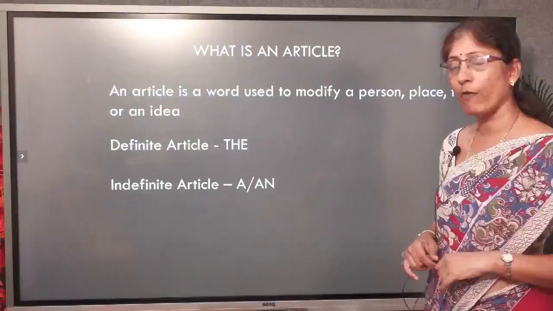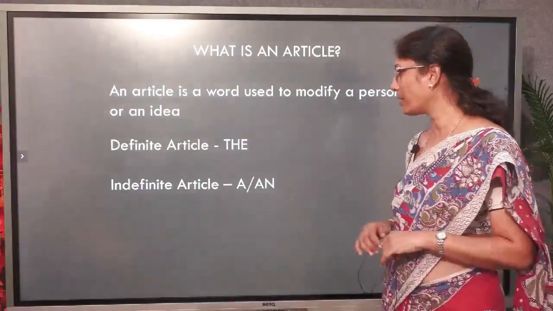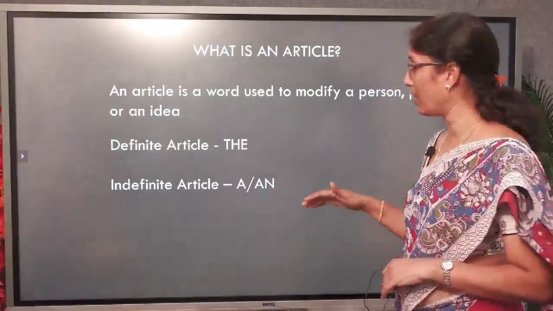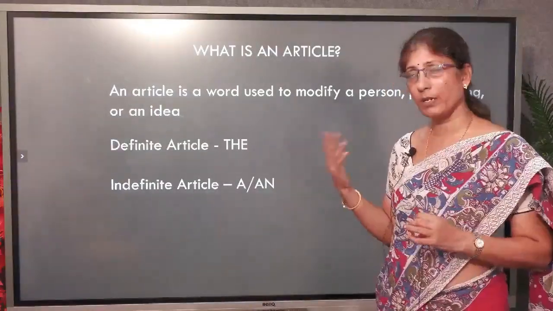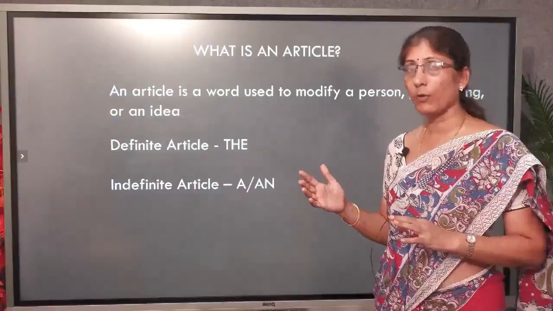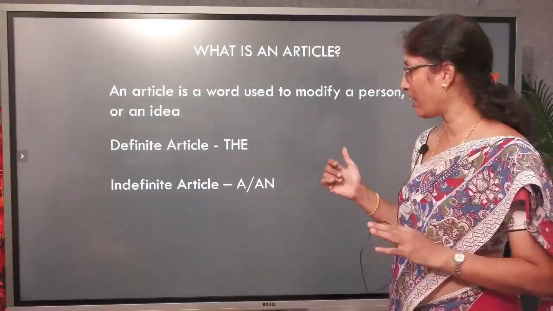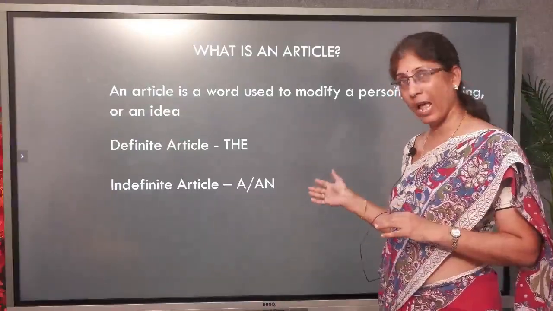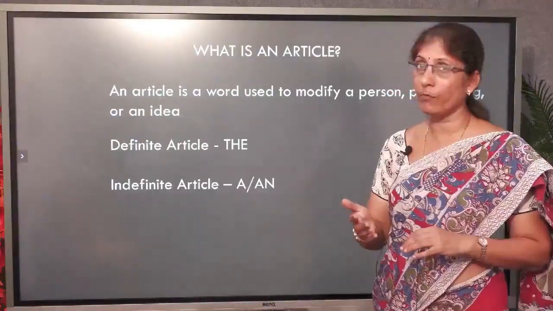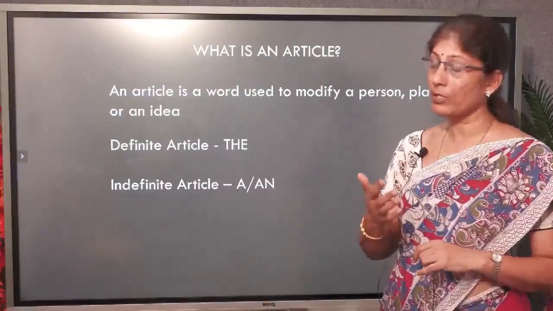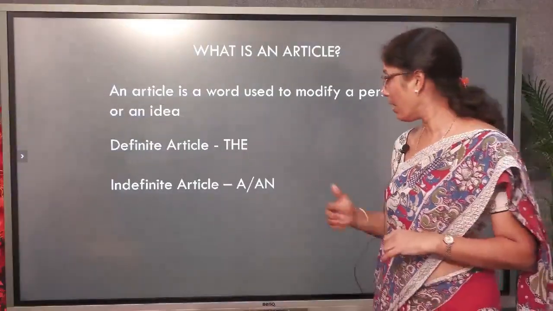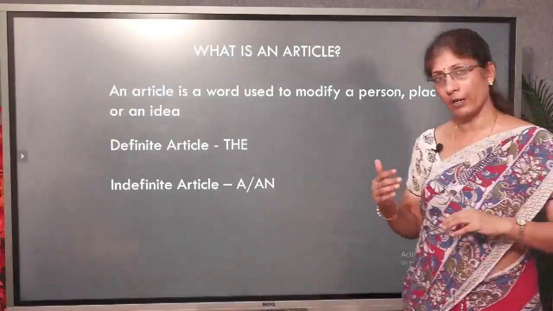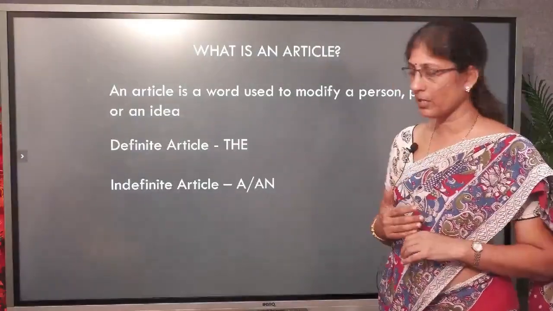So you know the types of articles, right? Definite and indefinite. And you know the meaning of definite and the meaning of indefinite. Definite means when there is a particular one, we use the definite article. When it is indefinite or anything else, we use a or an. You know that a is used before a word that starts with a consonant sound, and an is used before a word with a vowel sound.